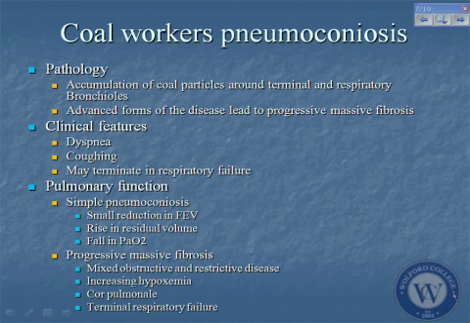What you see in simple pneumoconiosis is small reductions in FEV1, a rise in residual volume, and a fall in your PaO2. Eventually, you get a mixed obstructive and restrictive disease with increased hypoxemia, cor pulmonale, and eventually respiratory failure.